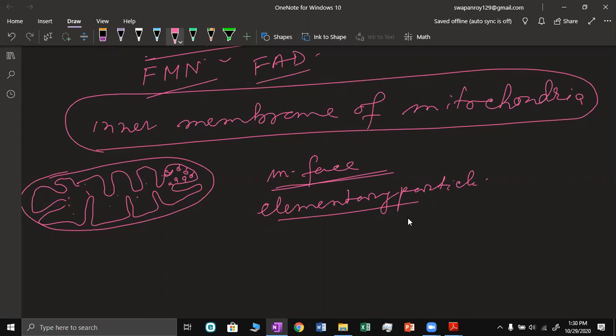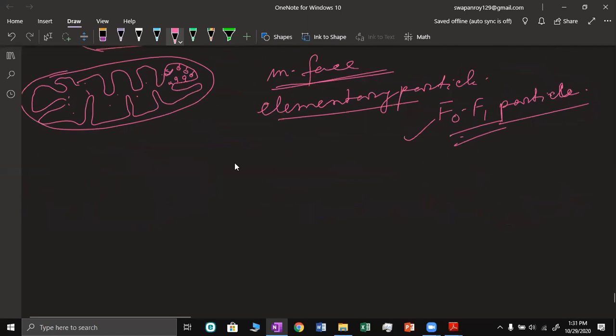Particle, and best it is named as F0, F1 particle, or F0, F1 ATPase particle. These are located on the inner surface of the mitochondria.